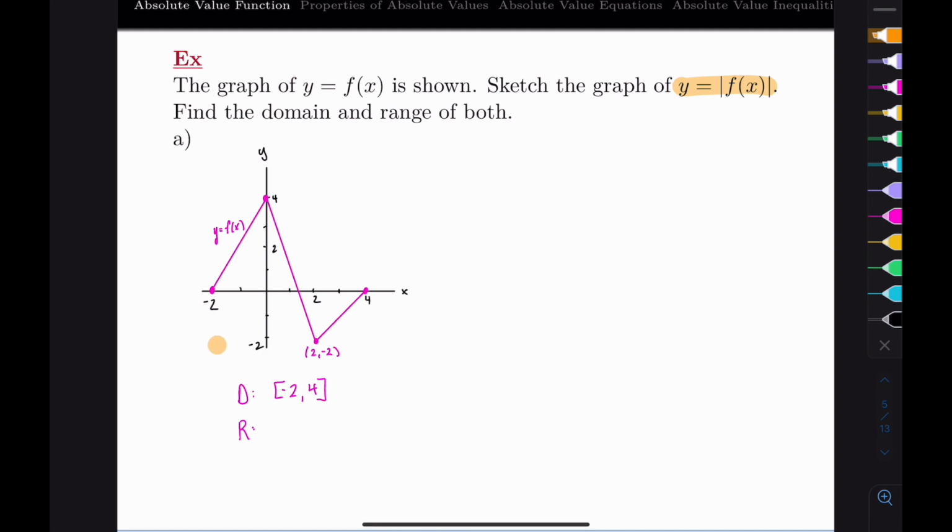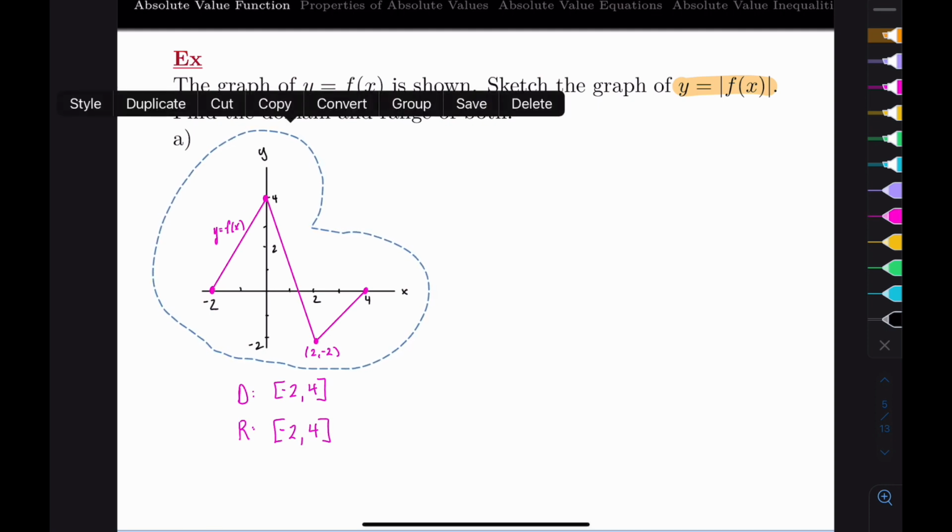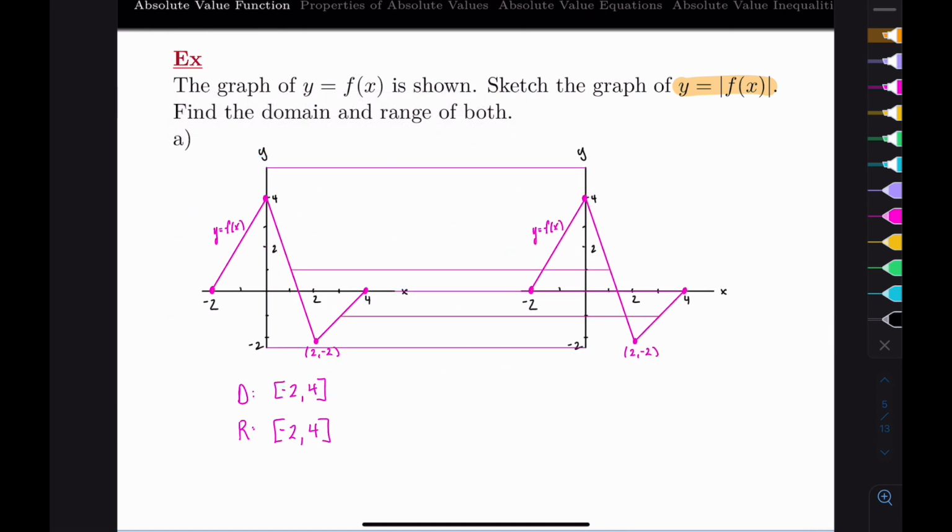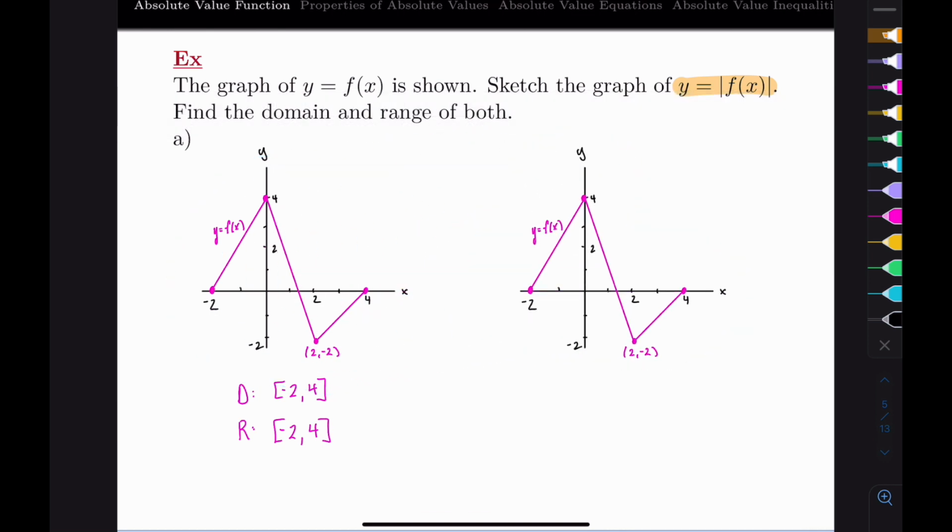And for the range, the lowest y value we have is -2, the highest y value we have is positive 4. So it happens to be that our domain and range match exactly. Okay. Now when I go to take this thing in absolute value, I'm going to cheat a little bit and I'm going to just copy the picture over here.